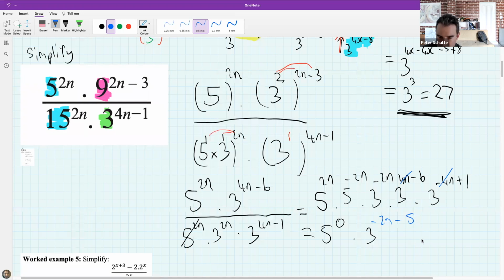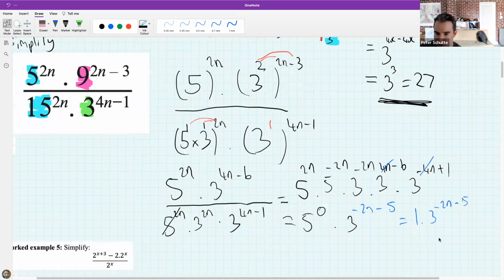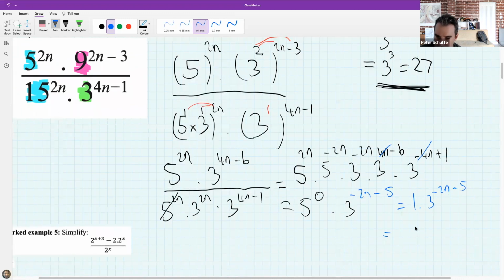So all I'm doing is adding the powers, and that means I have 1 times 3 to the minus 2n minus 5. And when we deal with exponents, we really like the powers to be positive. And so if I move this below the line, I get 3 to the power of 2n plus 5.